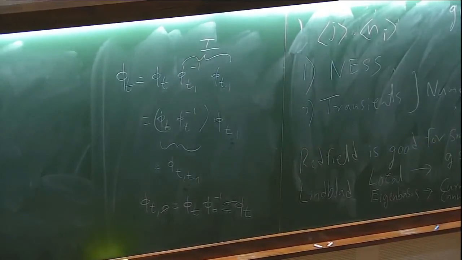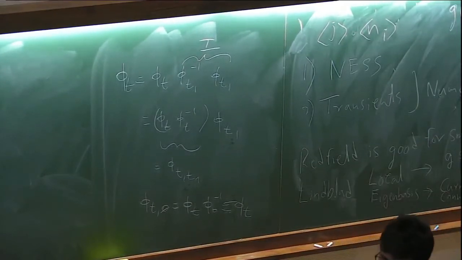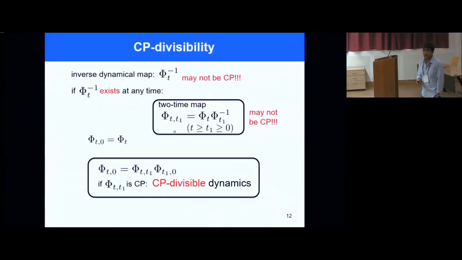Now, I define the dynamics to be CP divisible whenever this two-time map is completely positive, whatever times t and t1, okay? Now, you may see that, of course, if the dynamical map is a Lindbladian one, obeying the Lindblad master equation, this trivially fulfills CP divisibility. Now, the key point is that the class of dynamical maps fulfilling this CP divisibility condition is strictly larger than those described by the Lindblad master equation, okay? So this set is far larger.